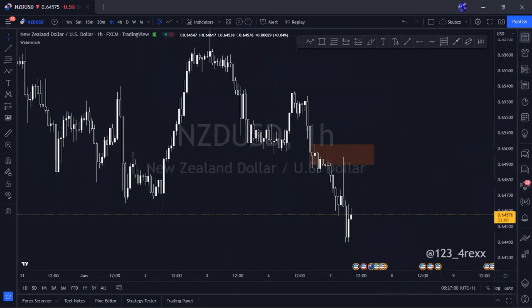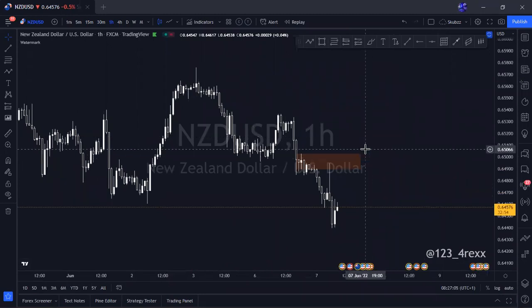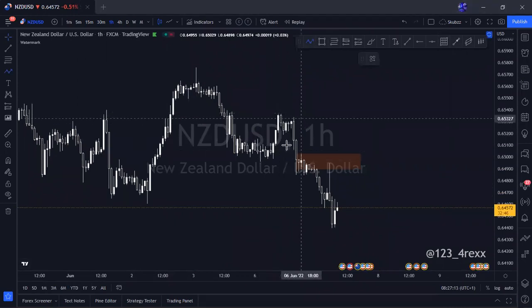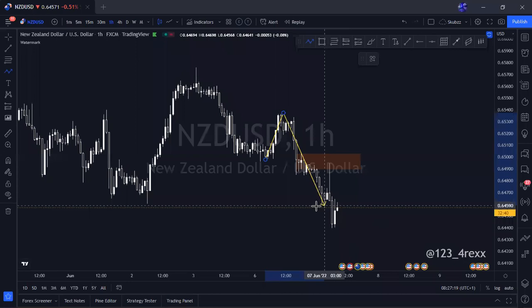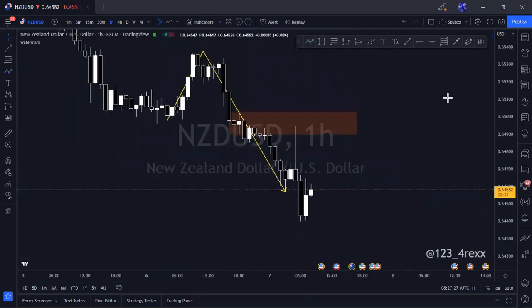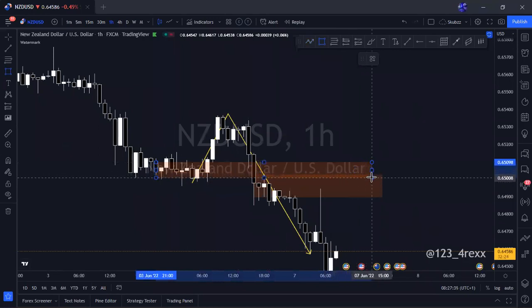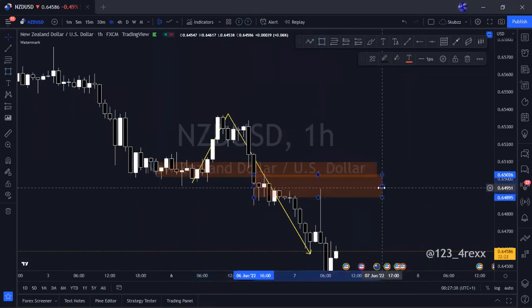So NZD did this beautiful stuff if we pay attention closely. I'm going to take a look at the GJ method. NZD actually broke this structure here to the downside, and then price pushed a bit to the downside. Let me zoom in so we can pay attention to what I'm showing. So now we broke this area here.